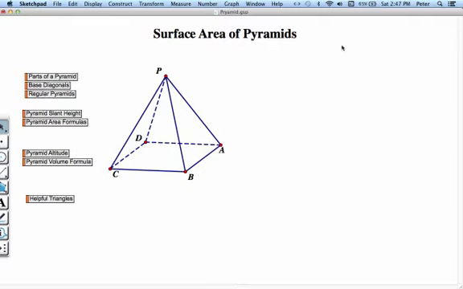When dealing with the surface area of a pyramid, we first have to remind ourselves of some of the parts of a pyramid. And these are terms that came up in our exploration of pyramids in chapter 9.8. If you want to refer back to that video, it might be a good idea.